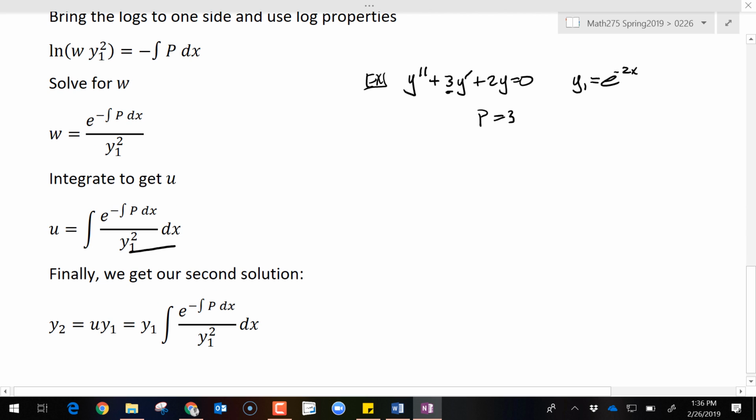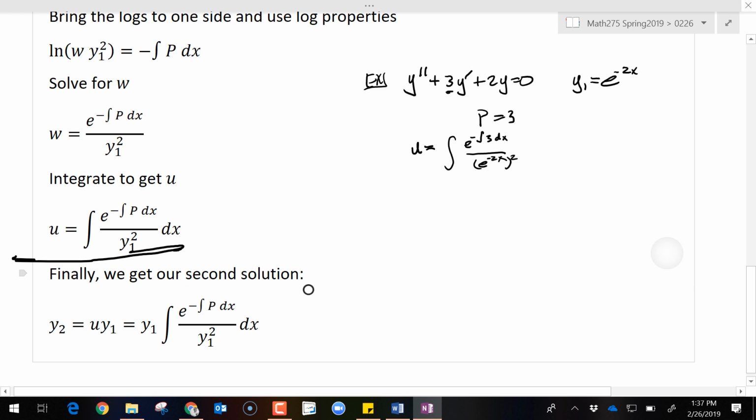And we are interested in finding u so that we can multiply it with our y1. So u is equal to the integral of e to the negative integral of p dx, divided by e to the negative 2x, that's y1 squared, dx.